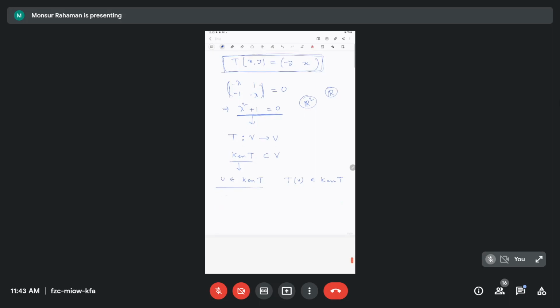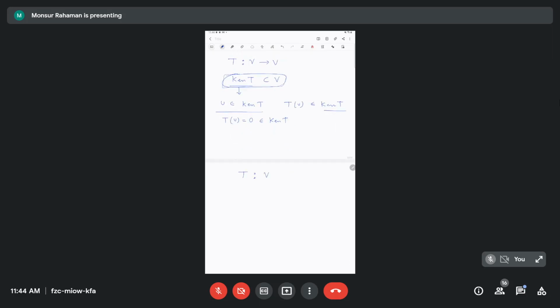Okay, because v is in the kernel of T, by definition of the kernel, Tv has to be 0. And obviously the kernel of T is a vector space, so 0 is in the kernel of T. Okay, so the kernel of T is an invariant subspace. So if you find any one-dimensional invariant subspace, you can immediately say that the basis of this one-dimensional subspace will be an eigenvector.